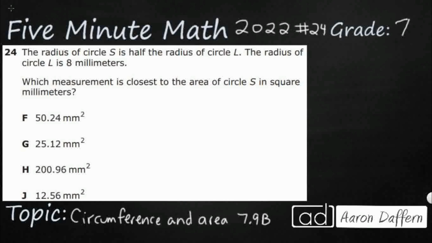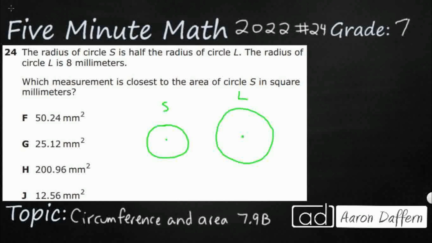So we have the radius of circle S, half the radius of circle L. All right, so let's see if we can draw some of these circles. I'm going to make this circle S. And I'll make circle L. I'm going to try to make it 2 times as big. If it's not, just pretend it is.